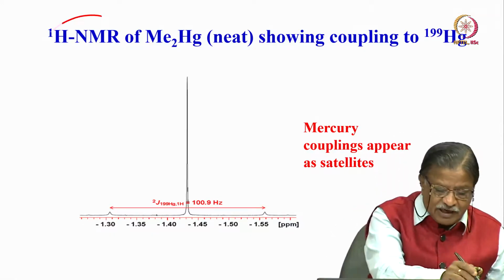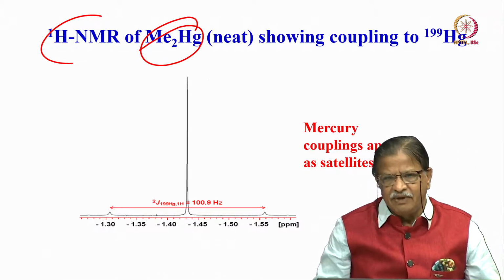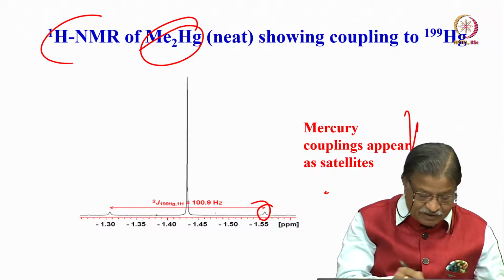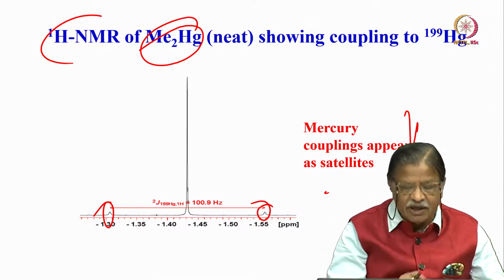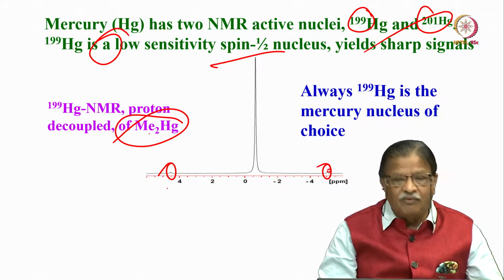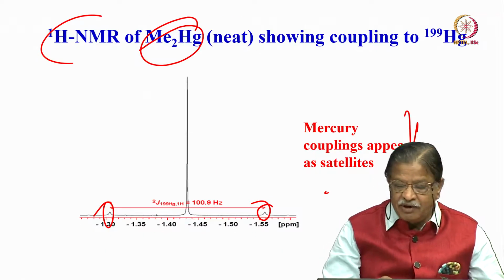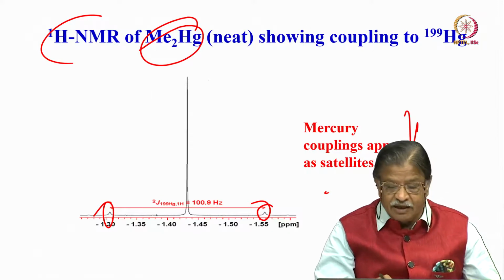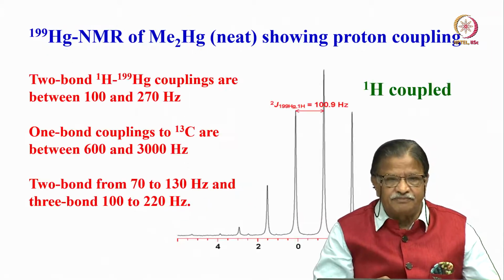Now if you take the proton NMR of this dimethyl mercury, you can see mercury couplings appear as satellites here. This is what I said. We are going to see the mercury satellites. Measure this separation, 100 hertz. Go back here, measure this separation, you will find out what they are. So this is the mercury coupling, 2 bond coupling of mercury with proton. Okay. So in the proton spectrum, mercury appears as satellites.